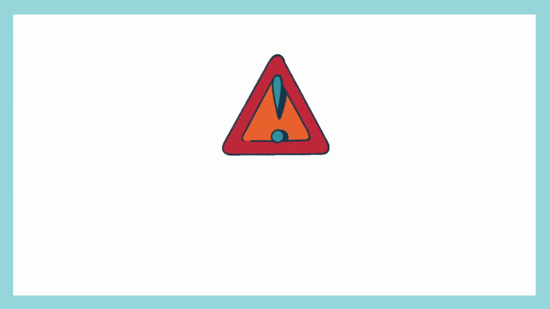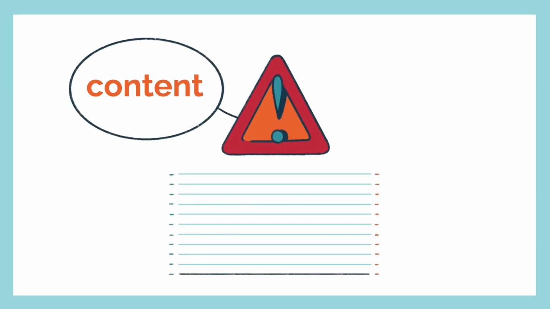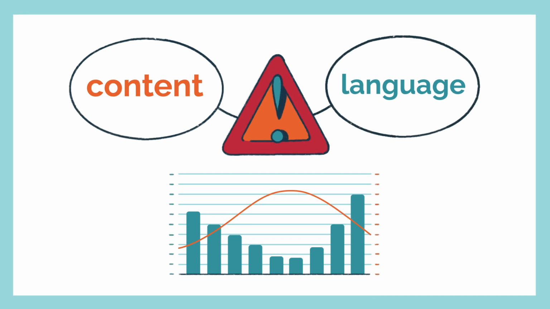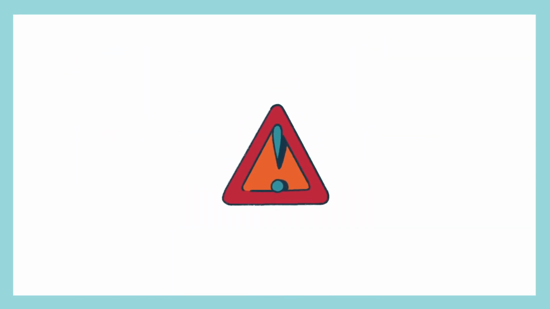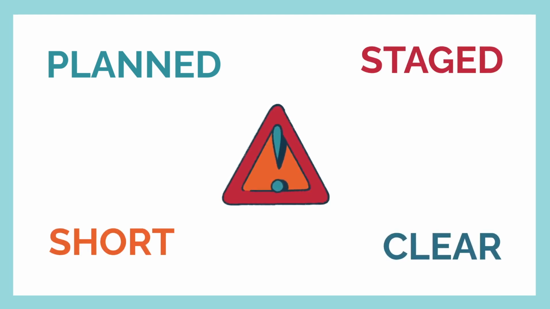The next parameter refers to the language of instructions. This language is a link between the content, for example, the type of graph to be read, and the language, for instance, a description of the trends presented in the graph. So, instructions need to be planned, staged, short, and clear.